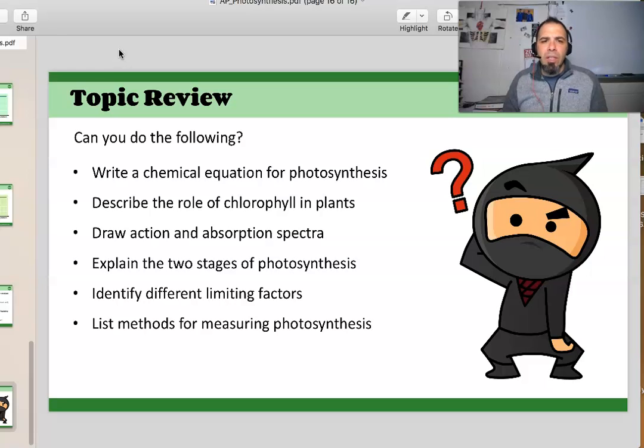And so topic review, can you do the following? Write the equation for photosynthesis, describe the role of chlorophyll in plants, draw action and absorption spectra, explain the two stages, identify different limiting factors, and list methods for measuring photosynthesis.